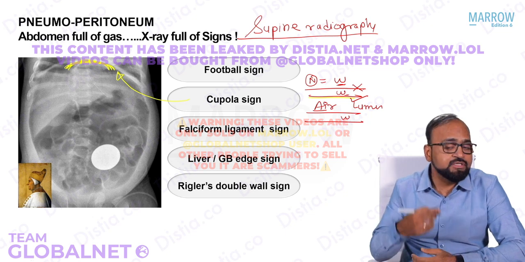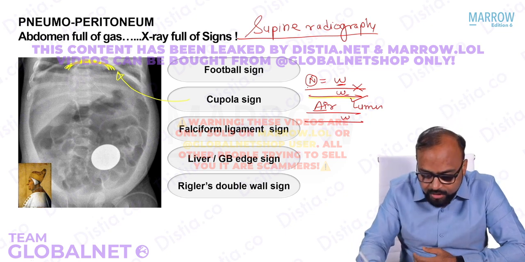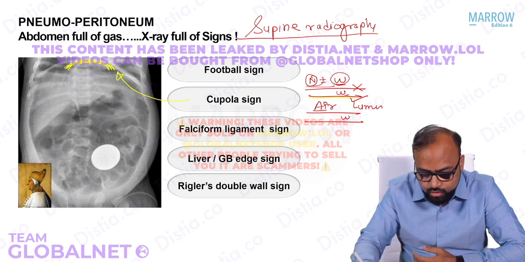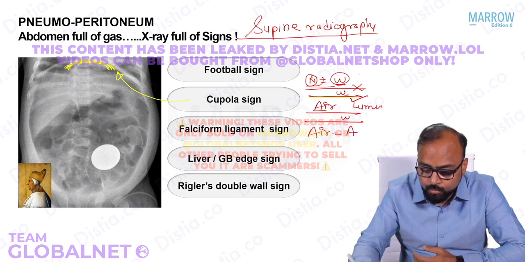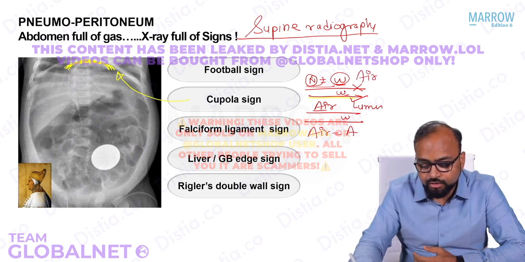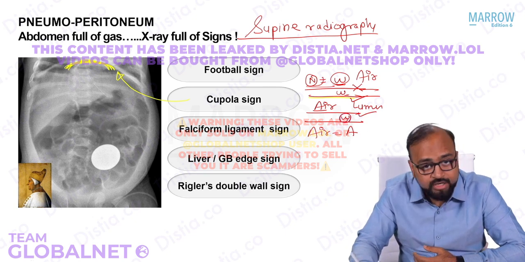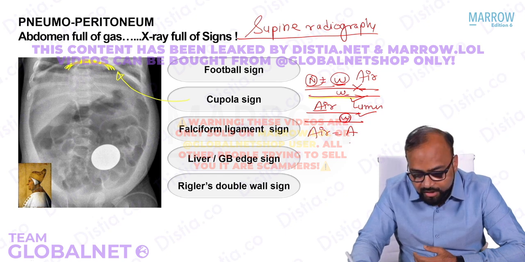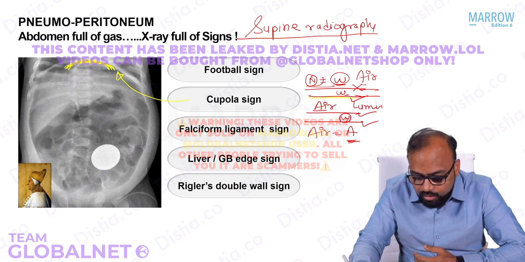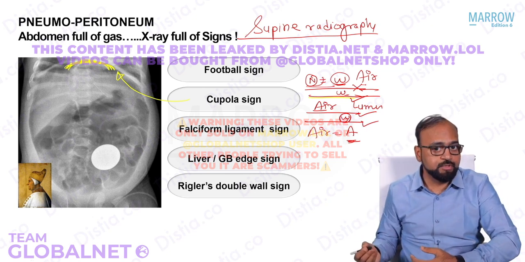Now, what happens in pneumoperitoneum? In pneumoperitoneum, this peritoneal fluid is replaced by air. So outside, what is there now? Air density. So on both sides there is air density. You will see the inner margin, but now because the water density of the bowel wall is lined by air density on the outside, the outer wall will also become visible.